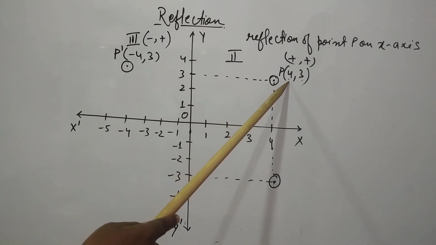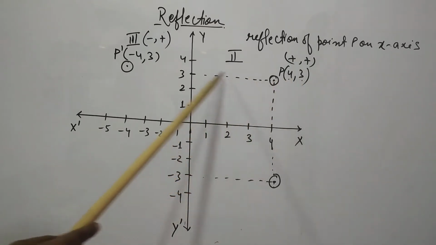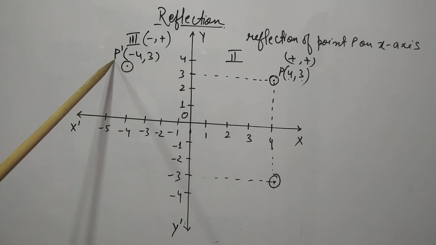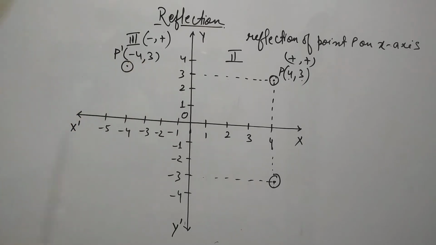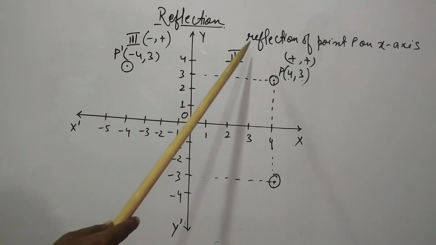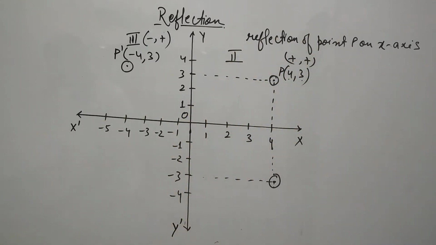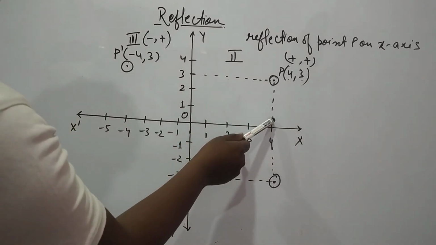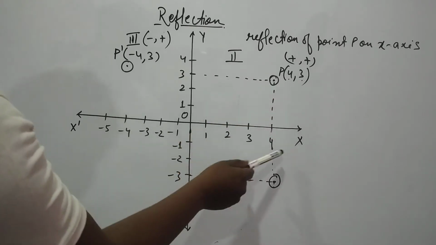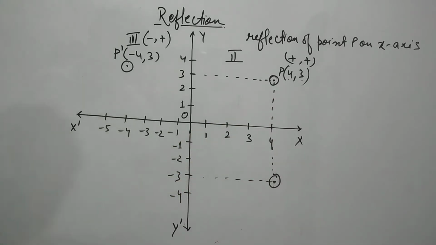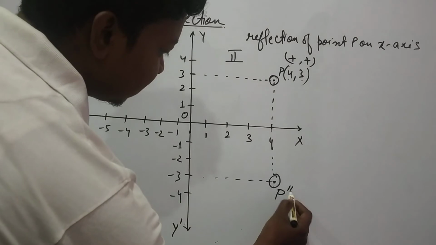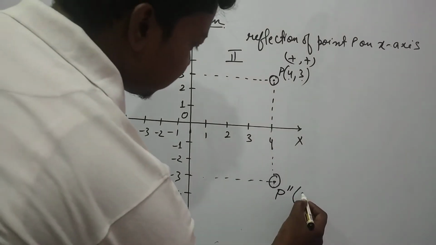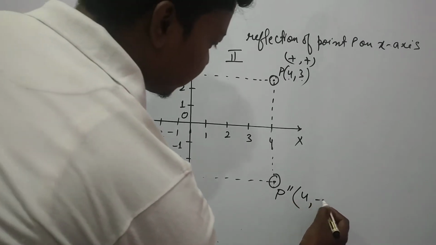Point P, with x-coordinate and y-coordinate, was reflected on y-axis, and we got P dash (-4, 3). It was a reflection of point P on y-axis. Now we are going to learn about reflection of point P on x-axis. Point P is (4, 3). The same distance 4 from the origin, and 1, 2, 3, then -1, -2, -3. Here we will get P double dash. The x-coordinate is +4 and the y-coordinate is -3.